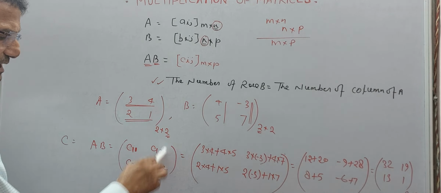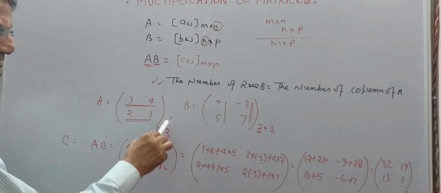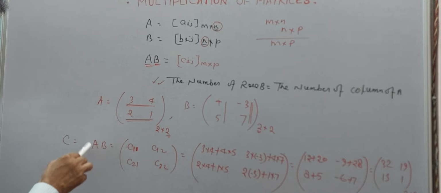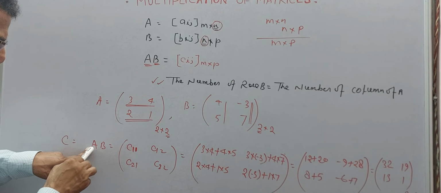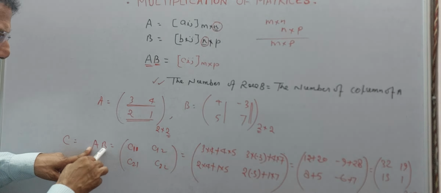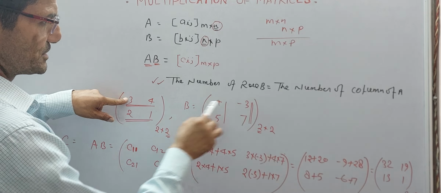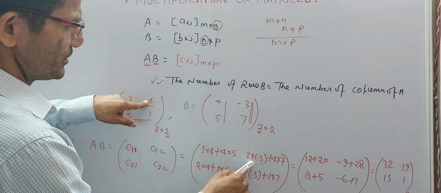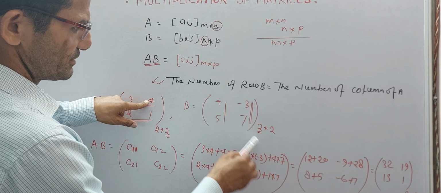And if you calculate this element, this is the element C12. C12 means the first row, second column element, taken first row from A and second column of B. So 3 into minus 3 will be this, and 4 into 7 will be here.